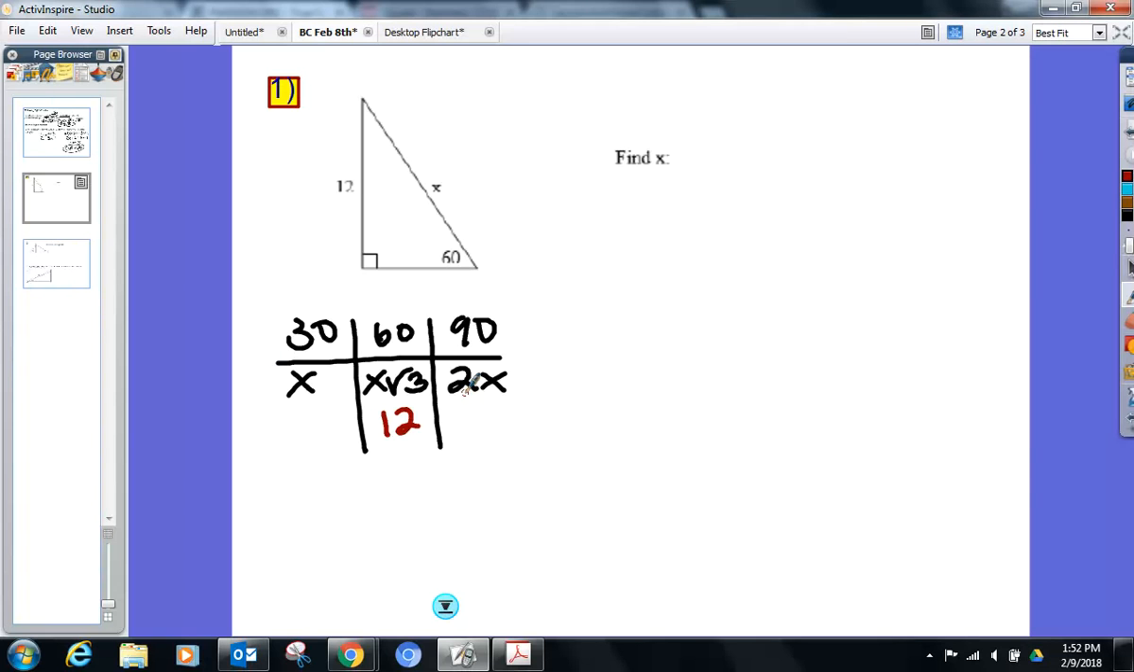So even though it's not being asked, I'm going to find the side across from 30 so I can double that to get to the side across from 90. That's the tough part today, going to the left, going backwards in your chart. How do I go from the 30 to the 60? Multiply by radical 3. So if I'm going backwards to the left, I want to divide by radical 3.